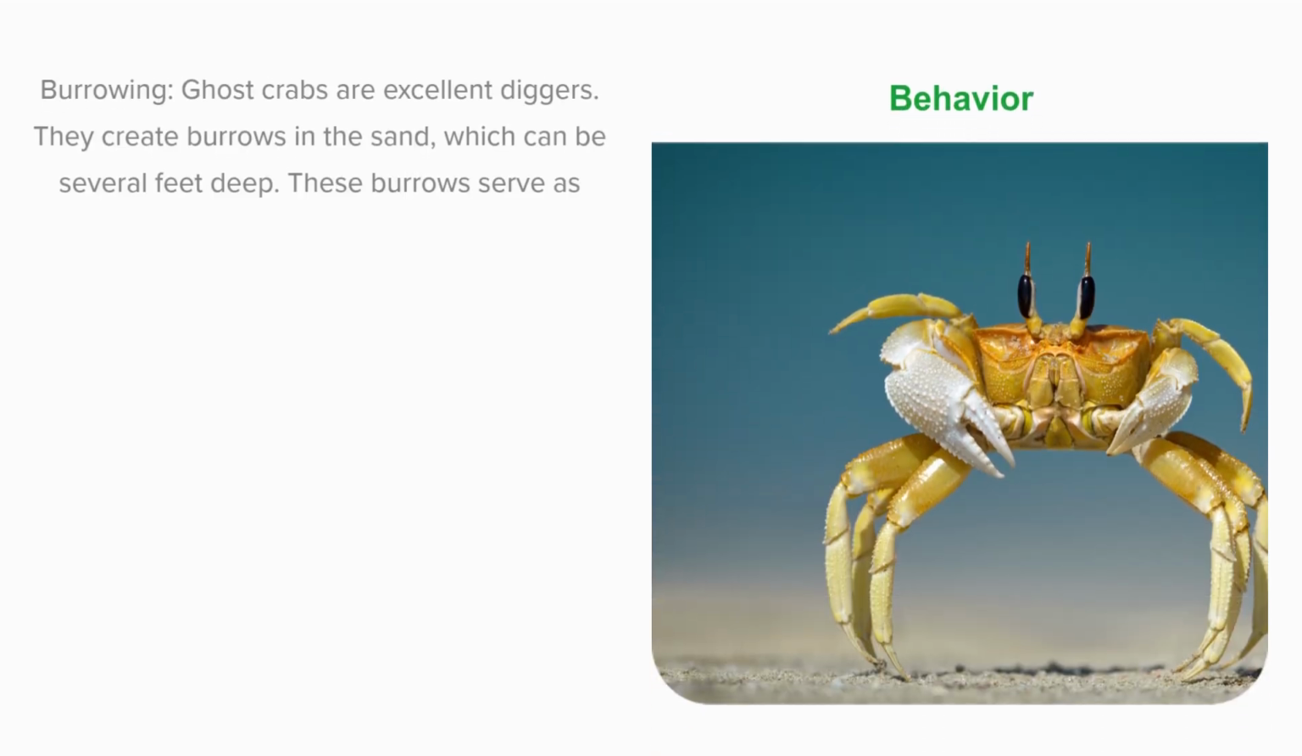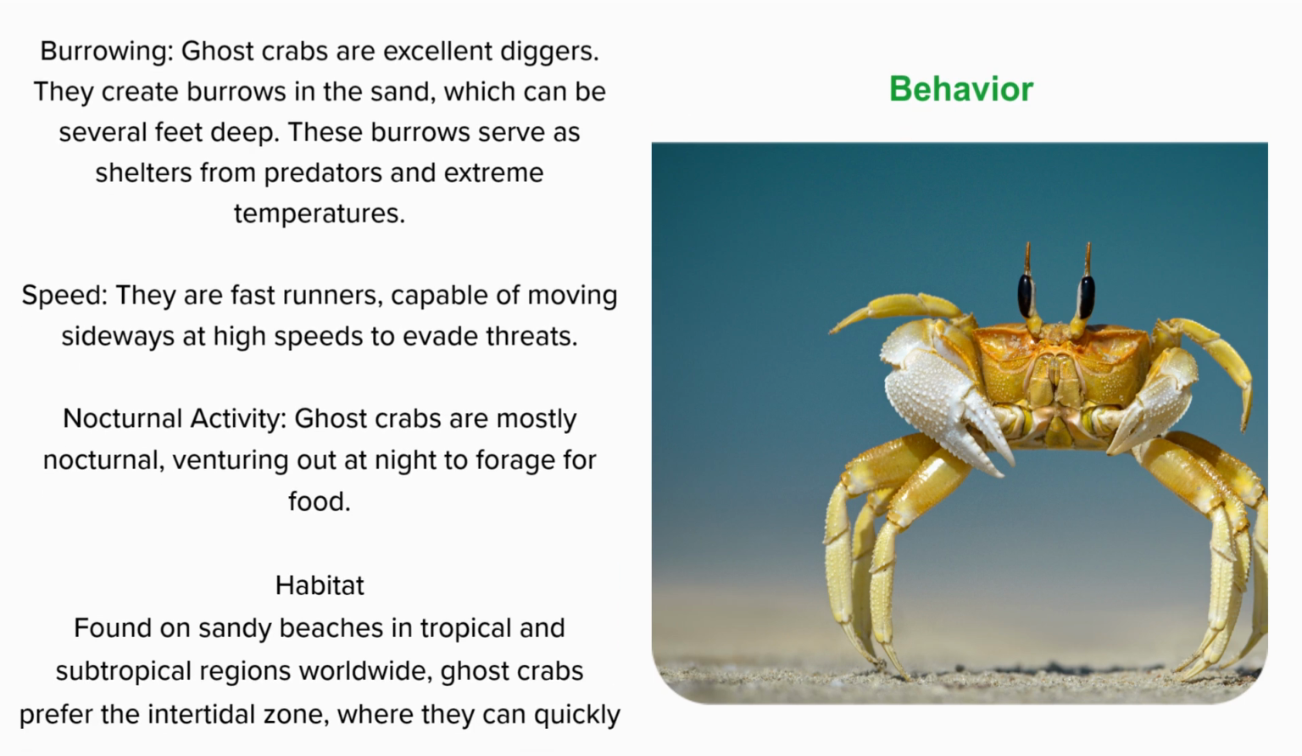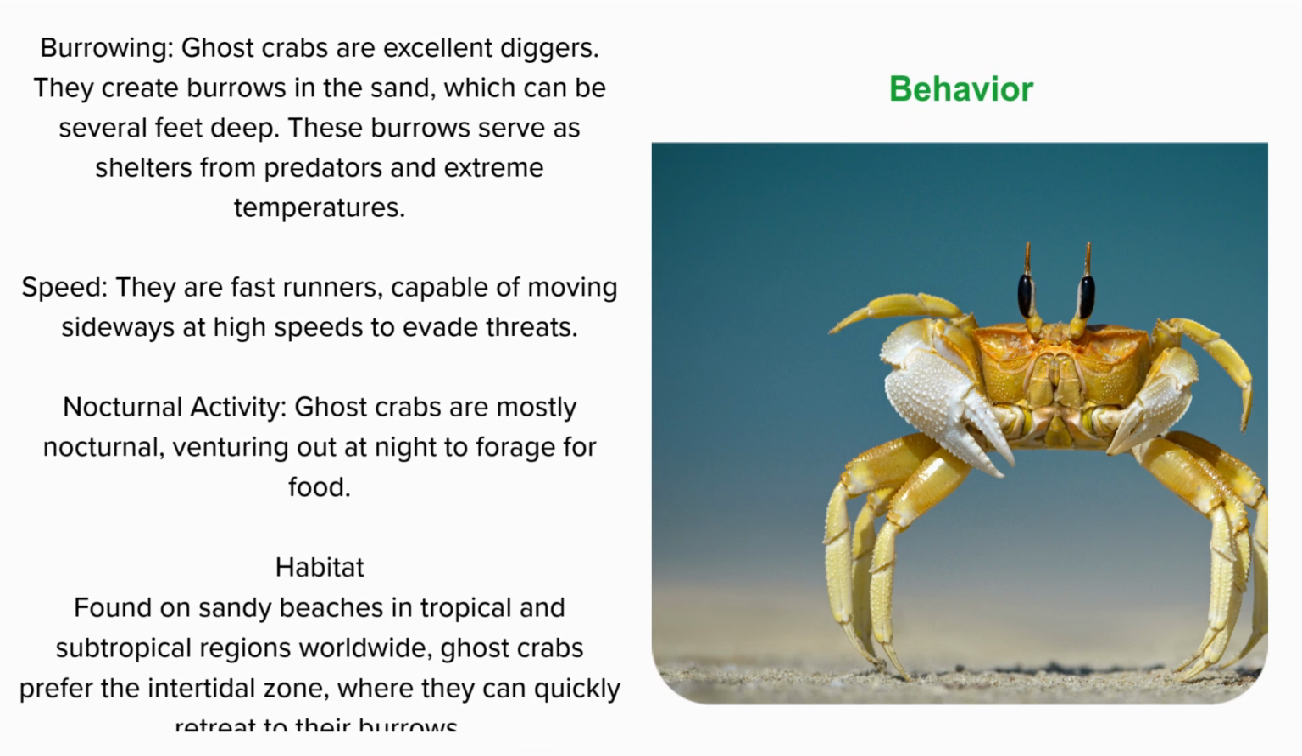Behavior. Burrowing. Ghost crabs are excellent diggers. They create burrows in the sand, which can be several feet deep. These burrows serve as shelters from predators and extreme temperatures. Speed. They are fast runners, capable of moving sideways at high speeds to evade threats. Nocturnal activity. Ghost crabs are mostly nocturnal, venturing out at night to forage for food. Habitat. Found on sandy beaches in tropical and subtropical regions worldwide, ghost crabs prefer the intertidal zone, where they can quickly retreat to their burrows.